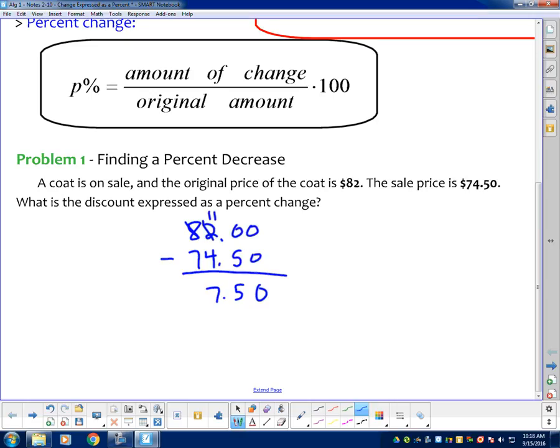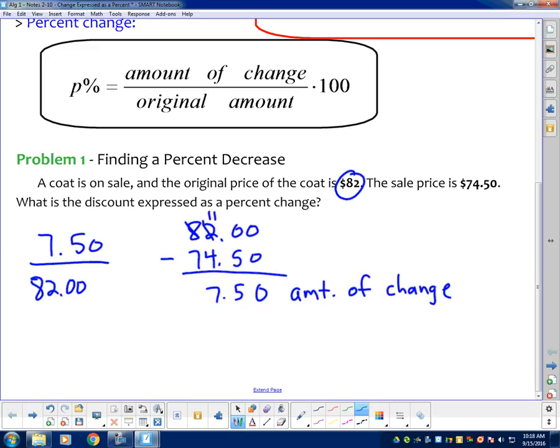So $7.50 is the amount of change. That will go on the top of our formula. So we take the $7.50, the amount of change, over the original amount. The original amount was the $82 here. And then multiply that by 100. So $7.50 divided by 82 times 100.